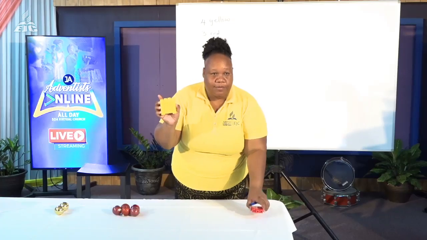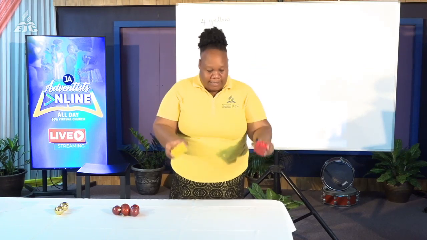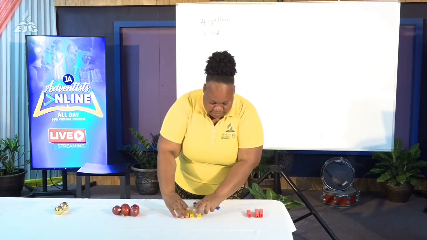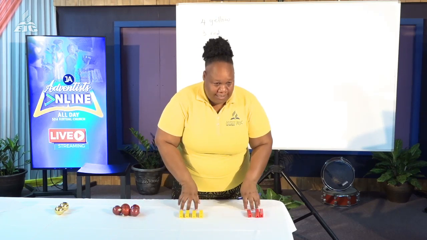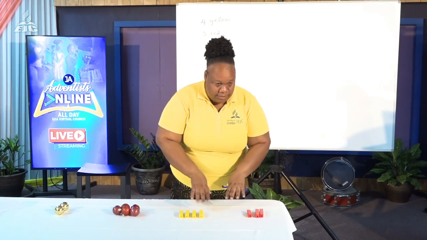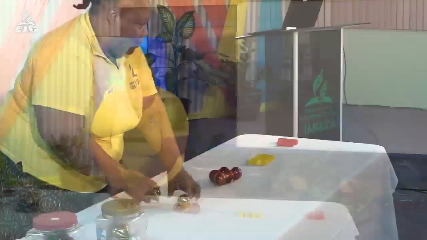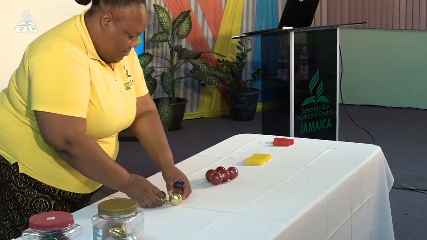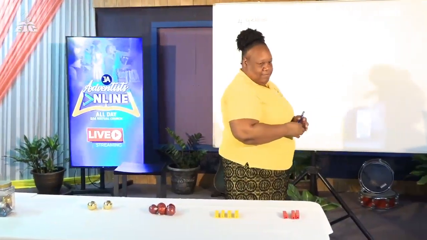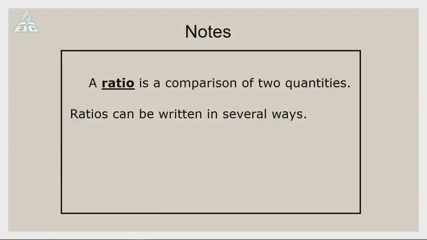Comparison of two quantities. We can compare in terms of colors and compare in terms of the amount, the quantity. 4 yellow to 3 red. With the gold ball, 2 gold balls to 5. So we are comparing. A ratio is a comparison of two quantities. How can we write a ratio?